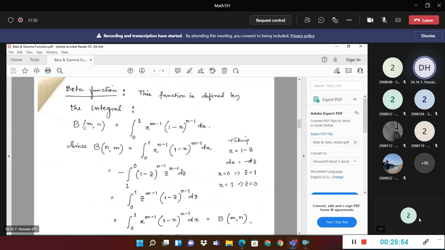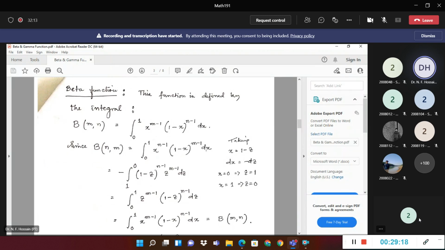Okay, now at first we will show that beta mn equals beta nm. So if m and n are interchanged, the value will not be changed. According to this definition of the beta function, beta nm will be equal to the integral from 0 to 1 of x to the power n minus 1 into 1 minus x whole to the power m minus 1.